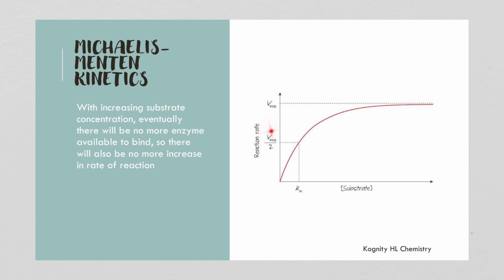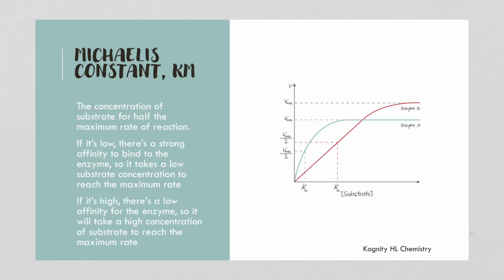This is the halfway point, and the concentration of the substrate is shown increasing. So the Michaelis constant, or the Km, is the concentration of substrate for half the maximum rate of the reaction. So you find that on the graph. And if that value is low, like this one, there's a strong affinity to bind to the enzyme. So it takes a very low substrate concentration to reach the maximum rate.